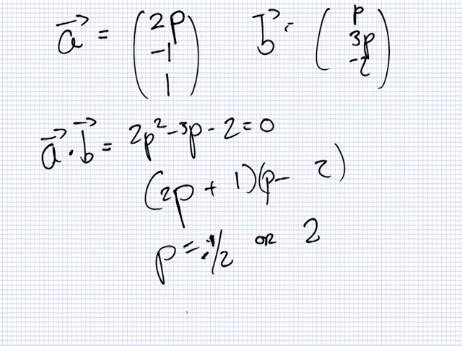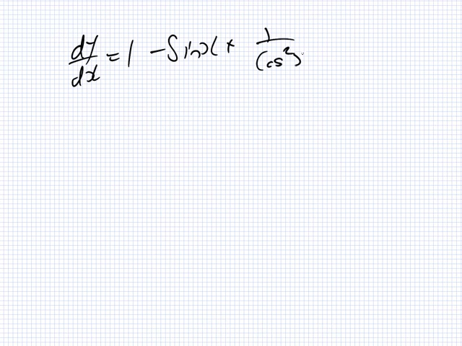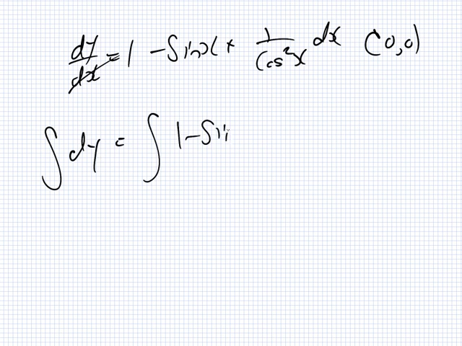A6. Solve the differential equation dy/dx equals 1 minus sine x plus 1 over cos squared x, given y equals 0 when x equals 0. So, this is quite simple to solve. If we just bring the dx up to the right, we get dy equals the integral of 1 minus sine x plus 1 over cos squared x dx.